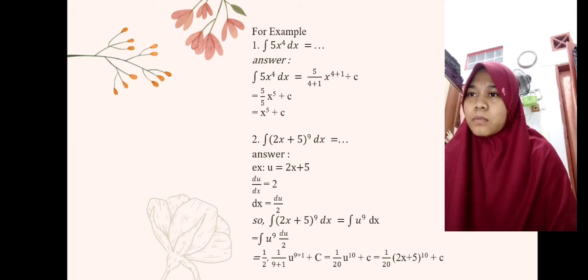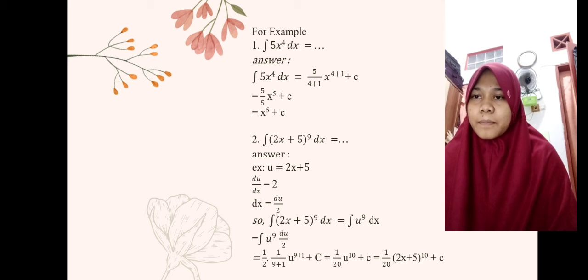For example 1, the integral antiderivative operation of 5x to the power of 4 dx equals 5 over 4 plus 1 times x to the power of 4 plus 1 plus c equals 5 over 5 x to the power of 5 plus c equals x to the power of 5 plus c.